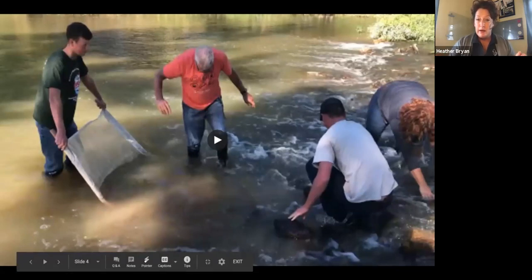Our next step then is to take that net up to a landed area, so up on the bank there, where we have laid out a white cloth that we can put our net on top of so that we can more easily see the organisms that we're going to take a look at. Let's look at this next slide here really quick and see if you can get a feel for some of the organisms that you might find in the river.